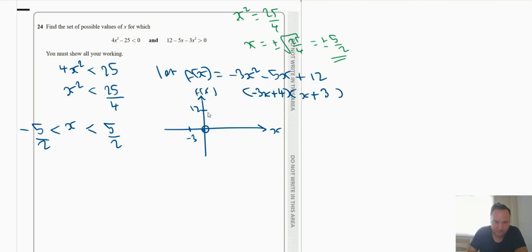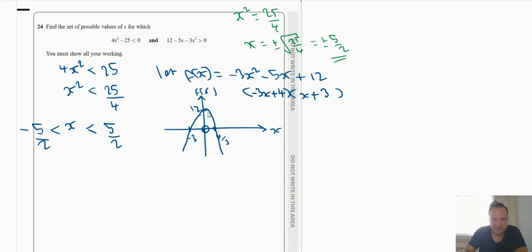So somewhere over here. Again, it doesn't have to be a work of art. This is nothing more than an ordinary sketch, guys. We've got something that looks like this. Again, it doesn't have to be brilliant.